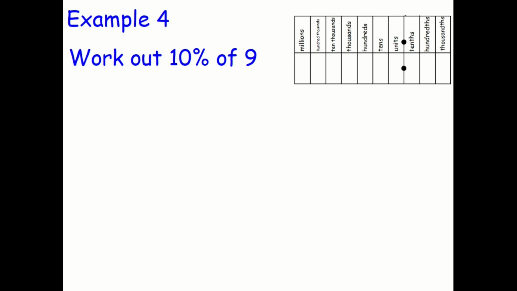Example 4, work out 10% of 9. Well, 9 sits here in the place value grid, and if I'm finding 10%, of course I have to divide by 10. So all digits jump one column to the right. So 9 is going to go here. But it's really important that now it's in the tenths column, I have to remember to put my 0 point there. So my answer as 10% of 9 is 0.9.